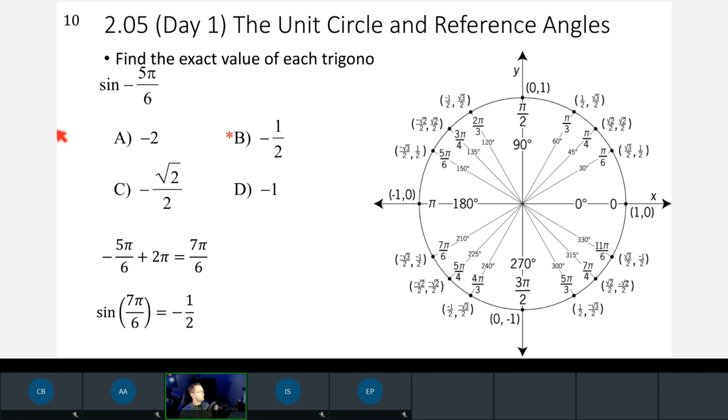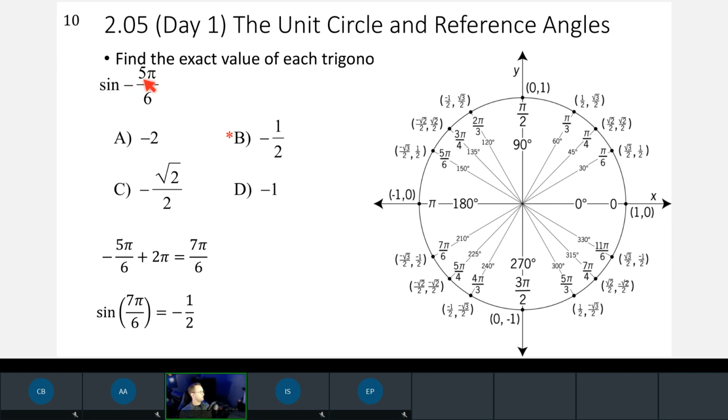Okay, find the exact value of each trigonometric function. It looks like my unit circle cut off the directions. So it's whatever I sent you in the email yesterday. So we want to find the exact value of this.